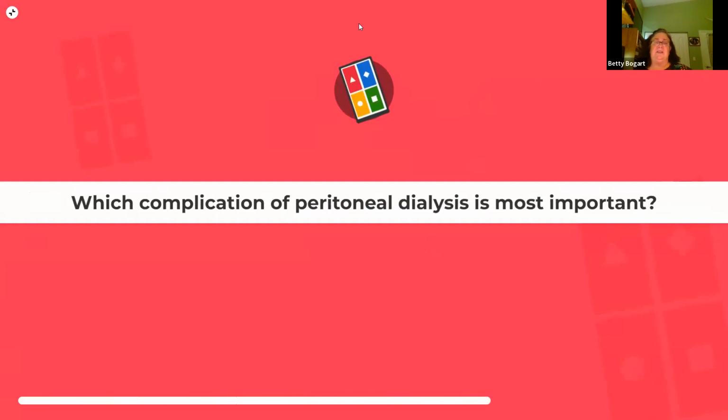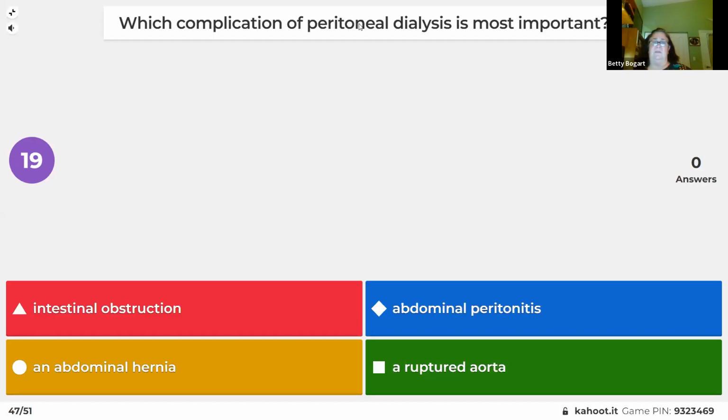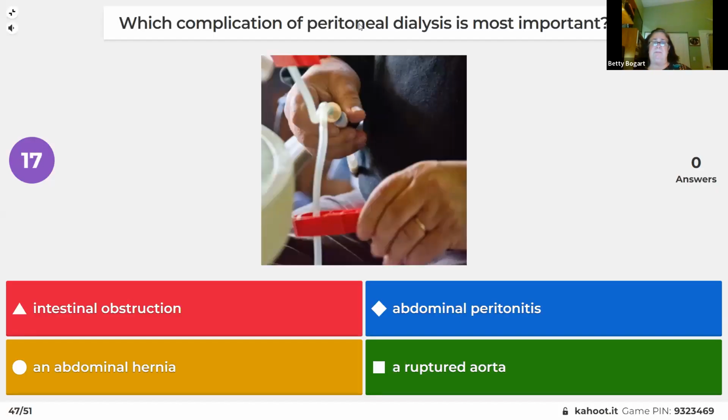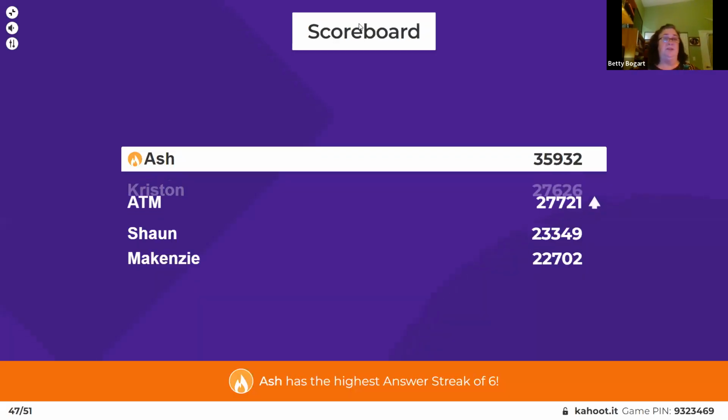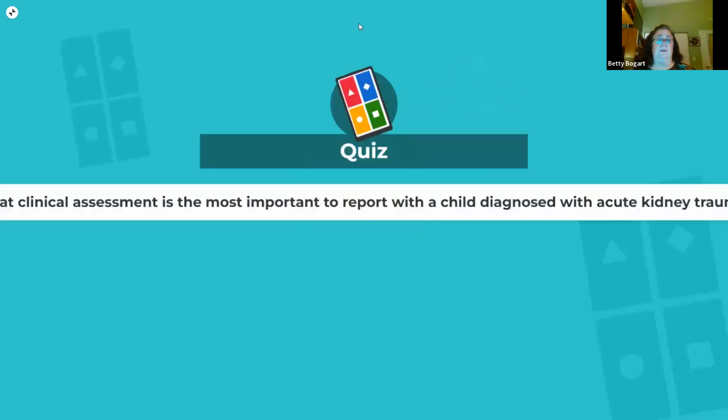Which complication of peritoneal dialysis is most important? Something you're going to watch for? And absolutely, it's going to be worrying about that peritonitis. We don't want that abdomen, which is your kidney at this point, to get infected. We need it to work.